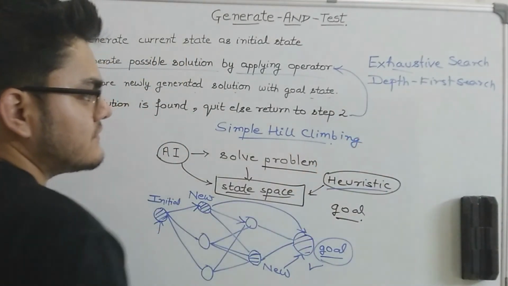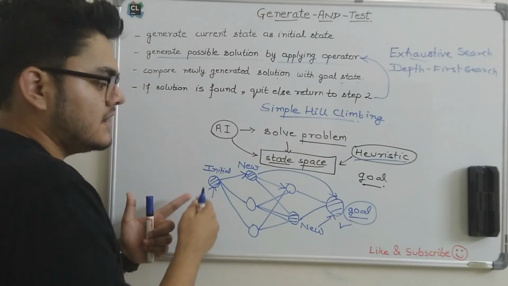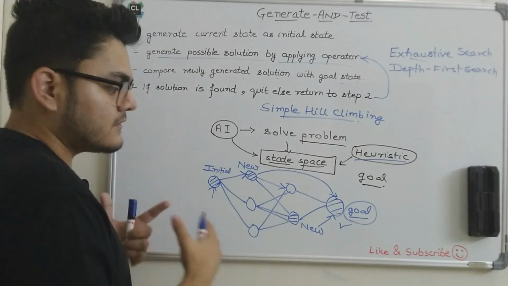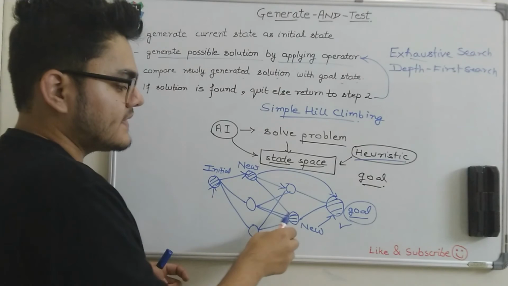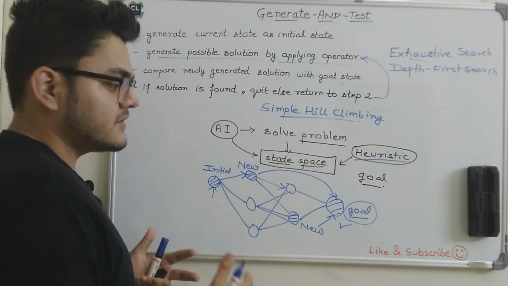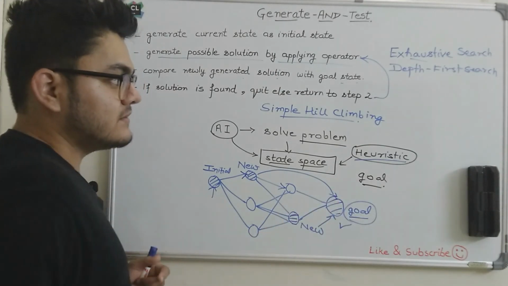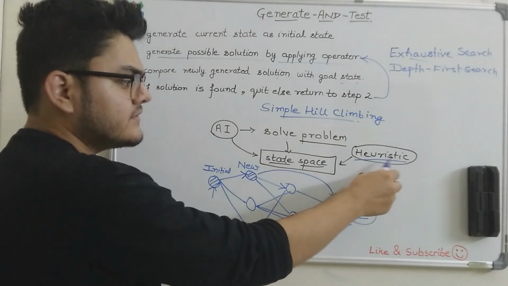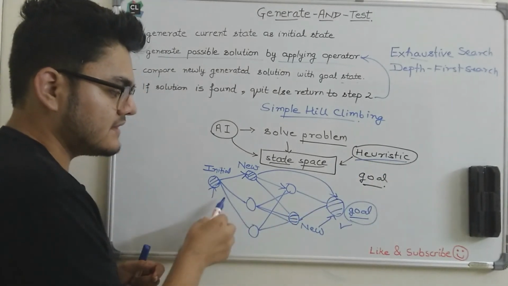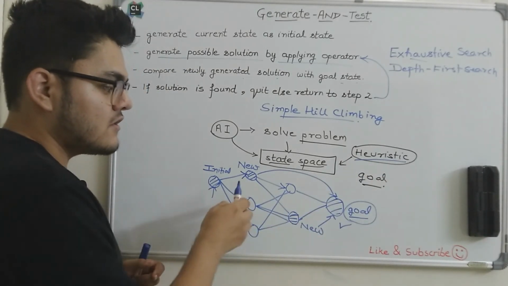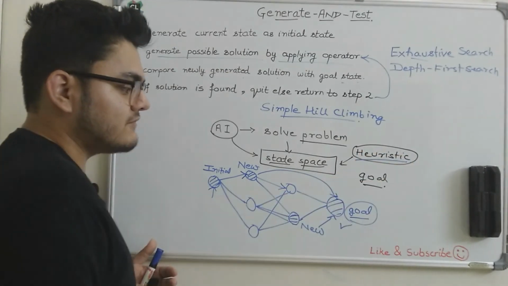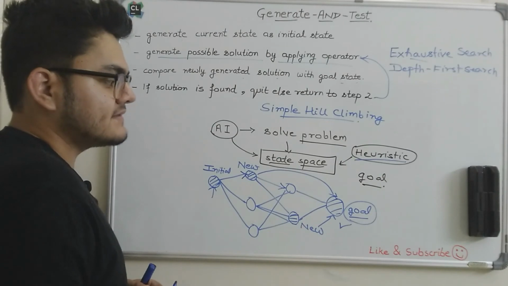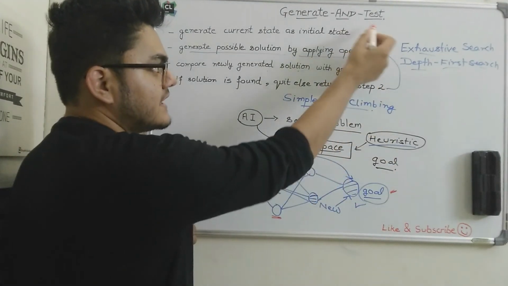It is exhaustive search because it is going to take a lot of steps and a lot of random states to reach the goal state, right? That's why it is exhaustive search, because it takes a lot of time to reach the goal state. If we introduce a heuristic function in this decision making of which state to choose next, then we can optimize it. This is the generate and test algorithm.